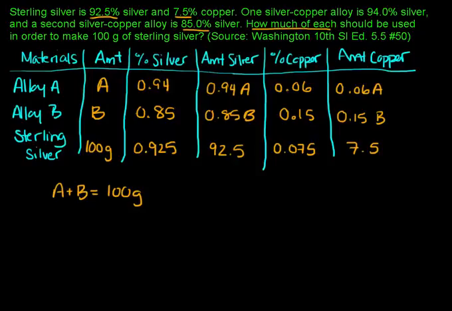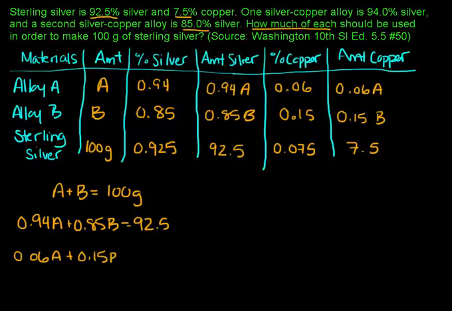We also know that the amount of silver in alloy A plus the amount of silver in alloy B has to be equal to the total amount of silver in our final mixture. So that means that 0.94A plus 0.85B has to be equal to 92.5. And the amount of copper in alloy A plus the amount of copper in alloy B has to be equal to the total amount of copper. So 0.06A plus 0.15B is equal to 7.5.